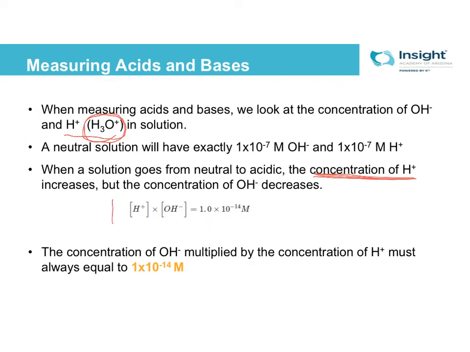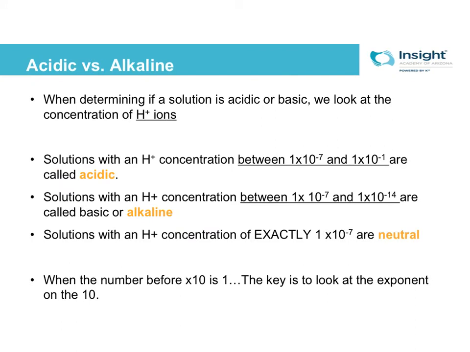is that when you take the concentration of H plus and OH minus and you multiply them together, you should always get this 1.0 times 10 to the negative 14th molarity or molar number. All right, this is just something to jot down into your notes. And then when we determine if a solution is acidic or basic, we will look at the concentration of the H plus ions alone. All right, so just H plus.